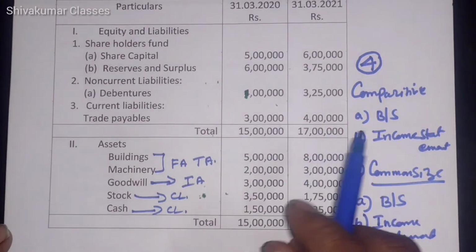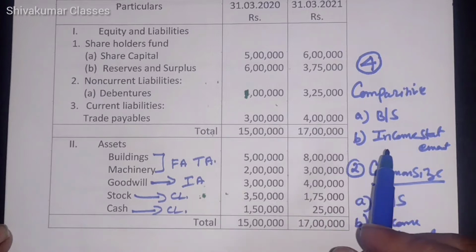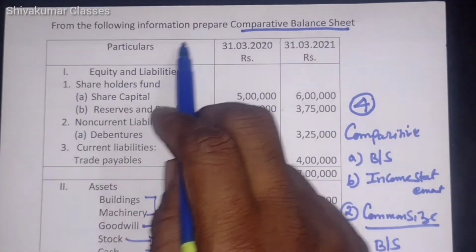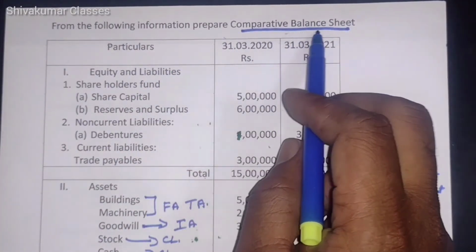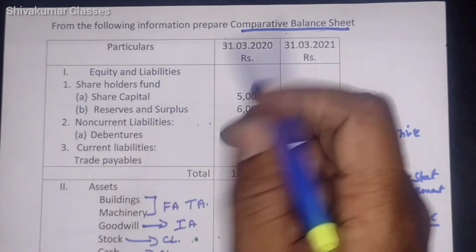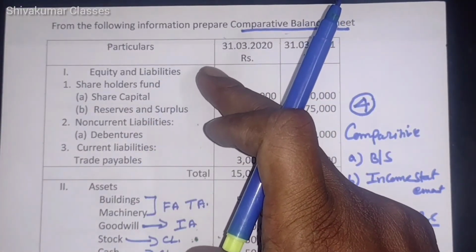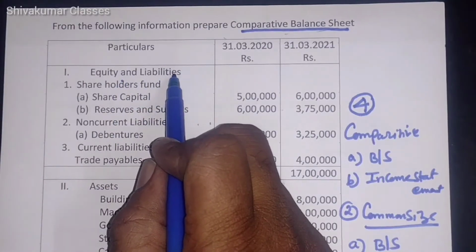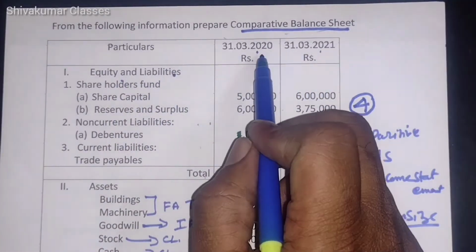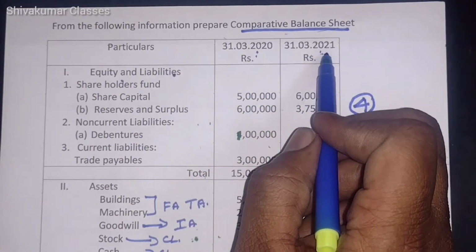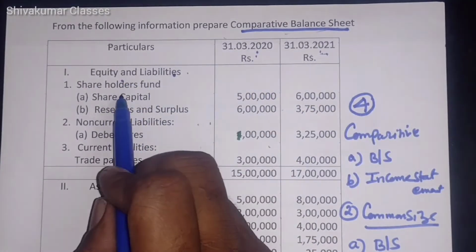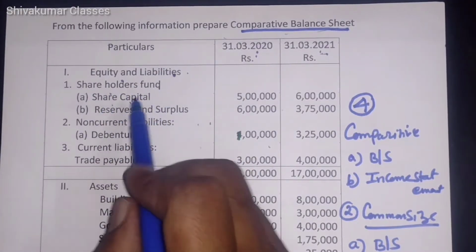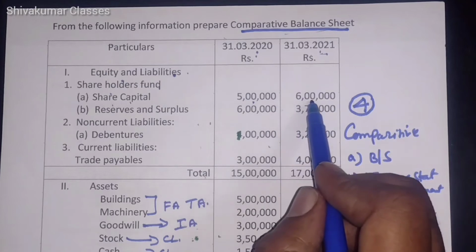So let me explain now how to do this comparative balance sheet. From the following information, prepare comparative balance sheet. Now this problem is full and full working out of the balance sheet only. Equity and liabilities: information of 2 different years is given, 2020 and 2021. The very first one is shareholders fund. Under that, share capital for the first year 5,000 and second year 6,000.